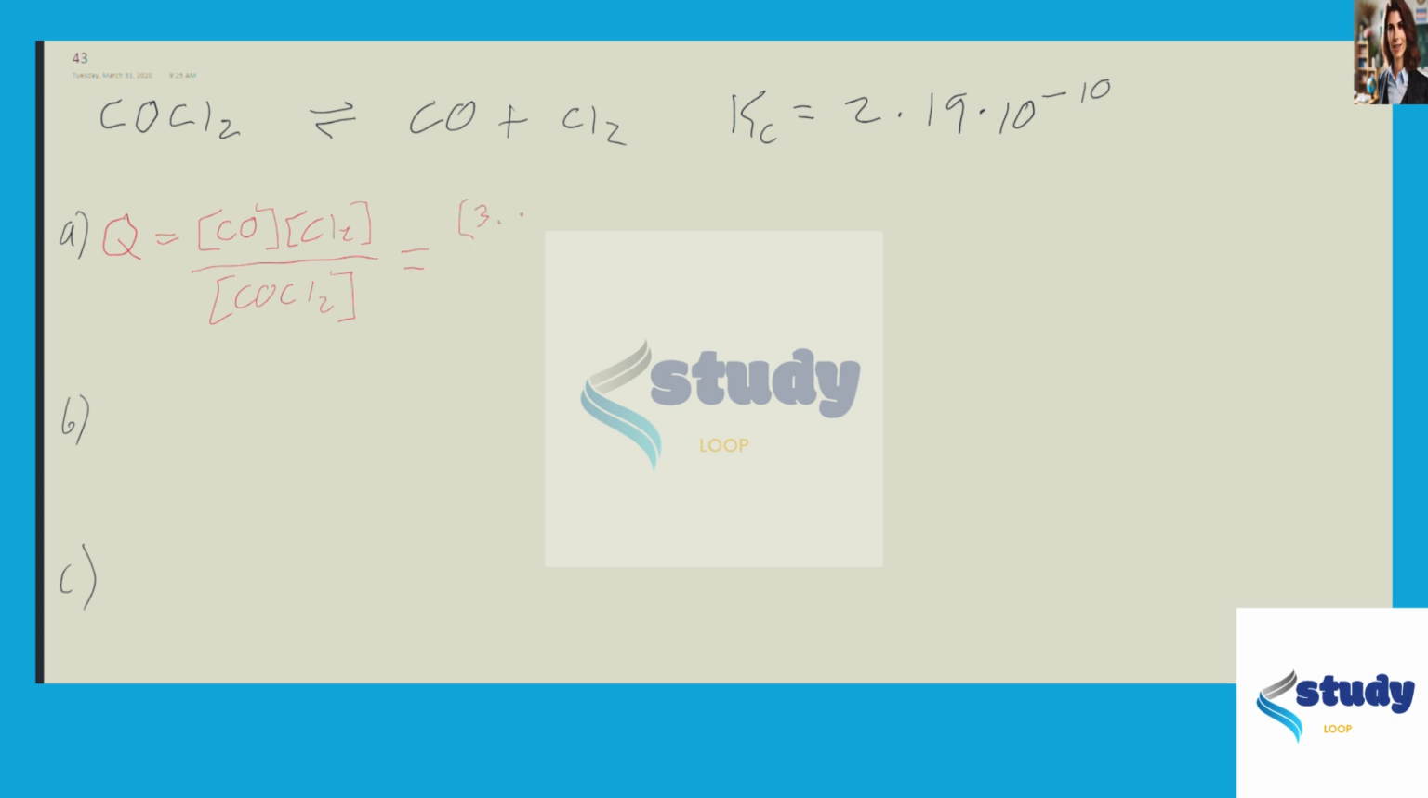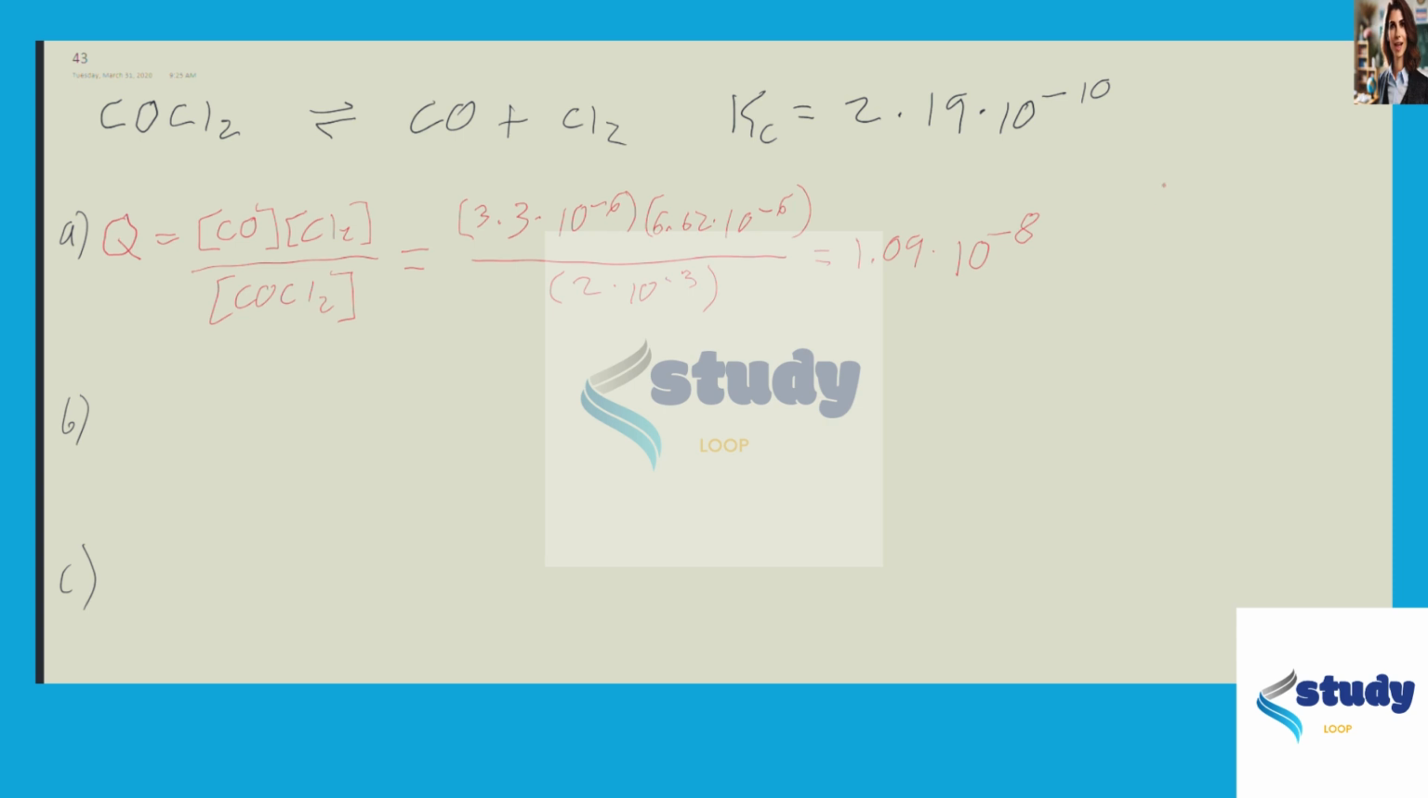For A, this is 3.3 times 10 to the minus 6 times 6.62 times 10 to the minus 6 over 2 times 10 to the minus 3. If you do that math, you get something on the order of 10 to the minus 8.